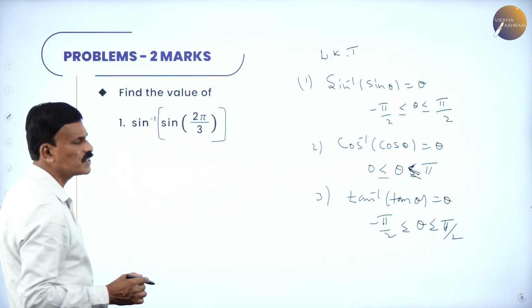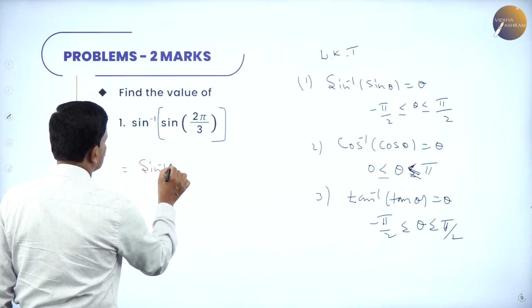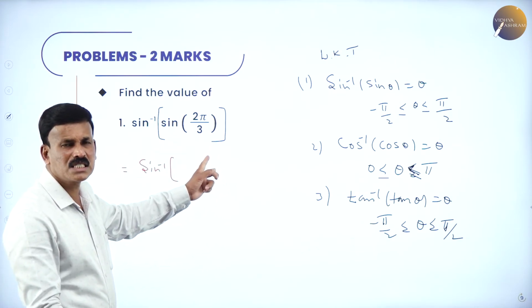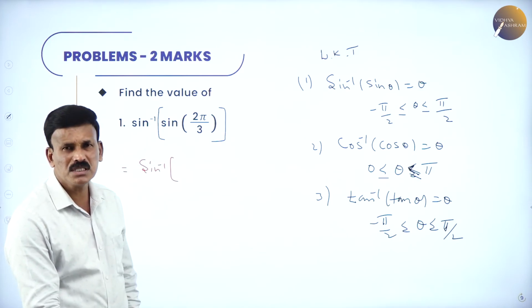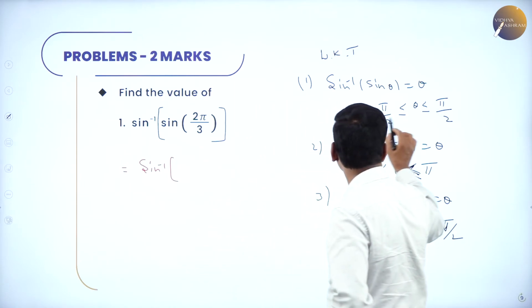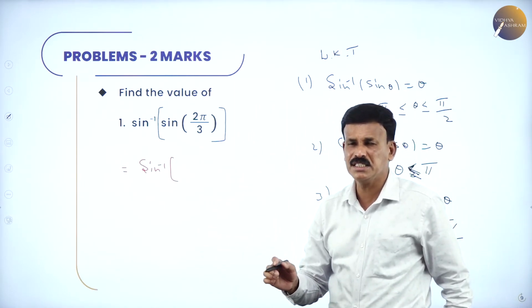Sine inverse of sine 2 pi by 3. This is sine inverse. Now see here, pi by 3 is 60 degrees. 60 into 2 is 120. Sine 2 pi by 3 means 120 degrees. It's greater than 90 degrees. So convert this 120 degrees to less than 90 degrees.